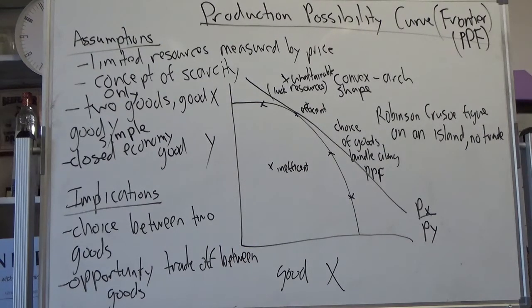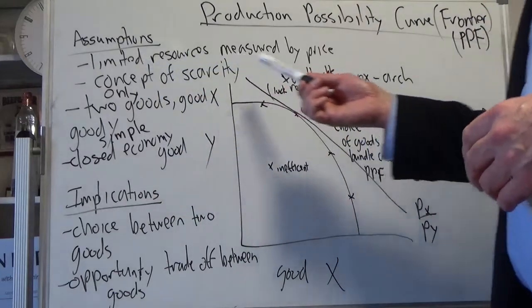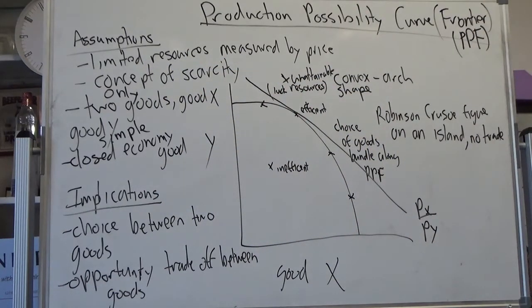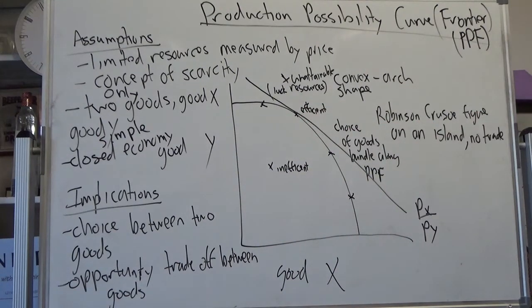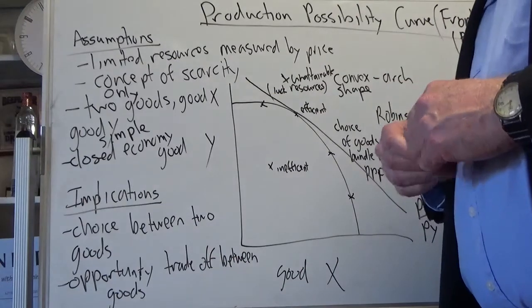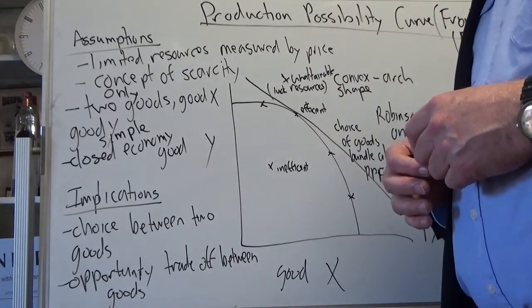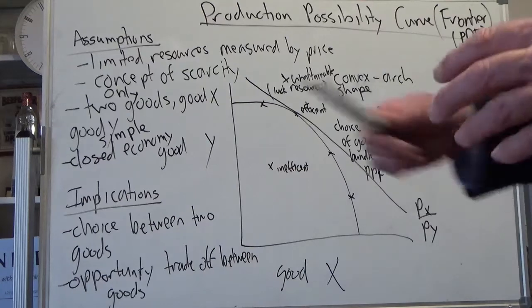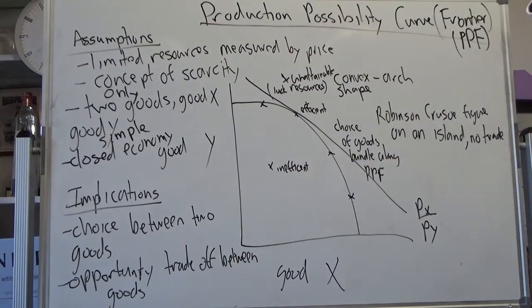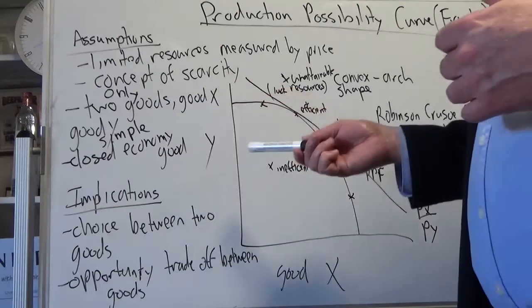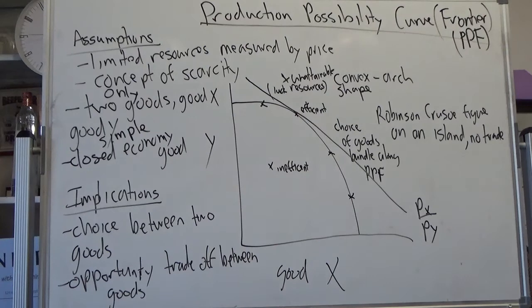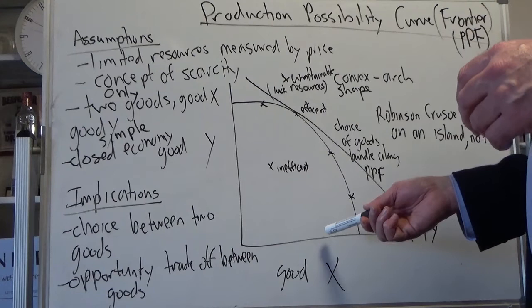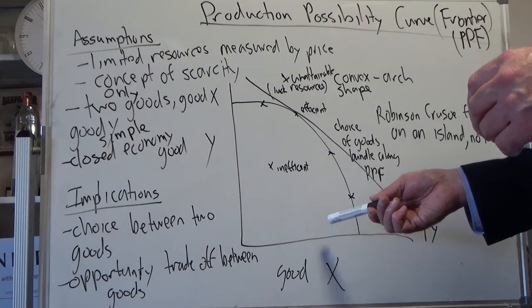So our assumptions are limited resources, measured by the price of the finished goods. There's the concept of limited resources, which is one of the assumptions of economics as a whole, the concept of scarcity of resources. Only two goods in this simple closed economy. The implication is there's a choice in this simple economy between two goods.